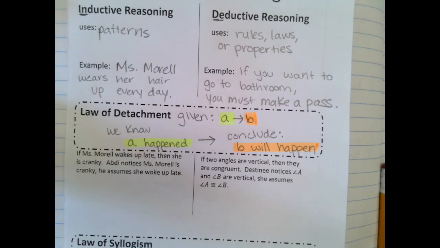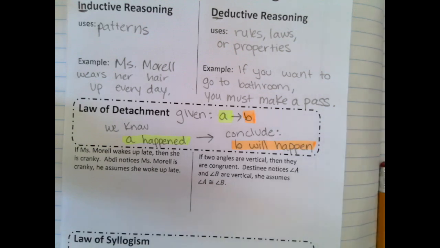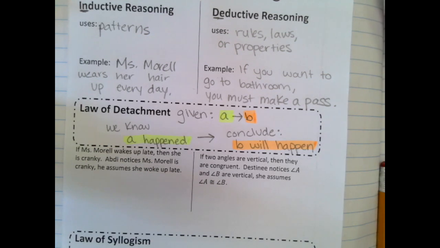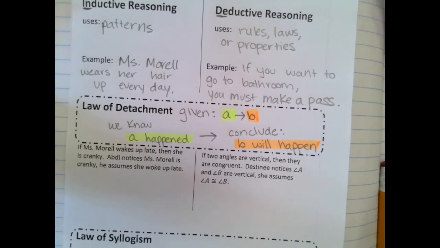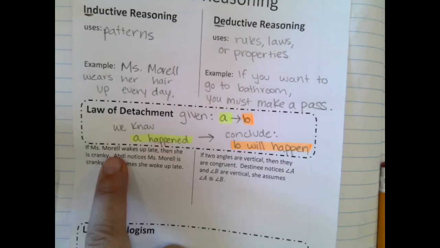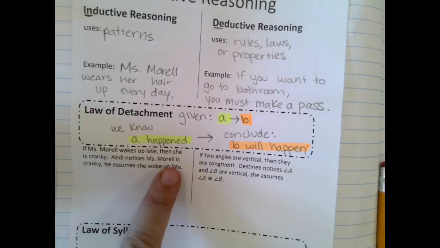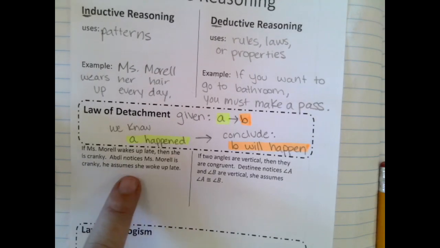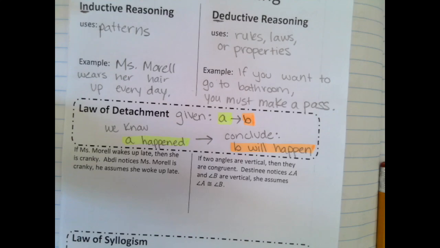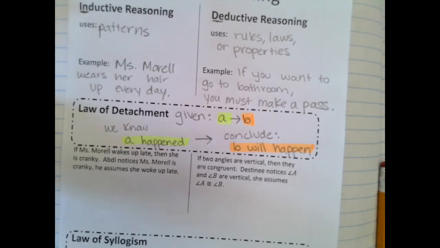All right, so we have two examples here where you have to decide if this is a valid conclusion or invalid. Valid means, yep, we can say that. It's true. Invalid means we cannot say that. Okay? It's not quite true. So, as we start, here's our first one. It says, if Miss Morel wakes up late, then she is cranky. Abdi notices Miss Morel is cranky, so he assumes she woke up late. So we have to decide, is that the correct assumption that Miss Morel woke up late based on the information we're given?